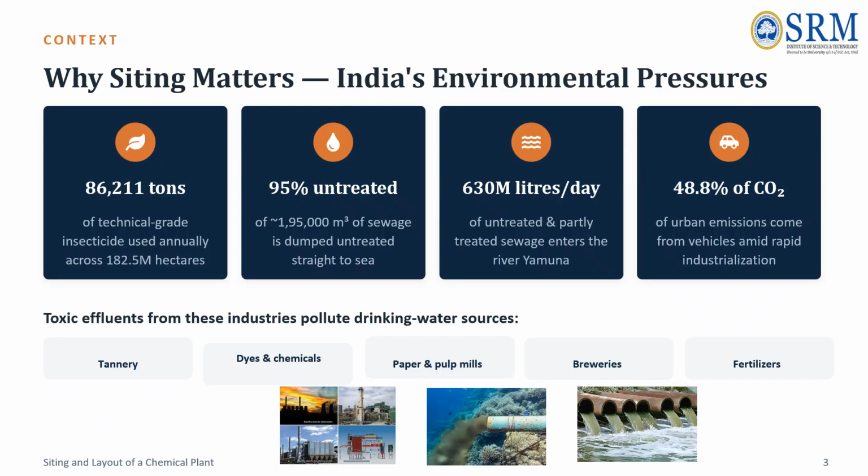India is experiencing rapid industrial growth, which has increased environmental challenges. Large quantities of pesticides are used every year, and a significant amount of untreated sewage is discharged into rivers and coastal waters. Industries such as tanneries, paper mills, fertilizer plants, and chemical industries release toxic effluents that pollute water and air. These environmental issues highlight the importance of selecting a suitable location for chemical plants.